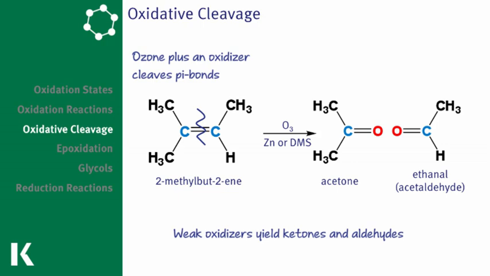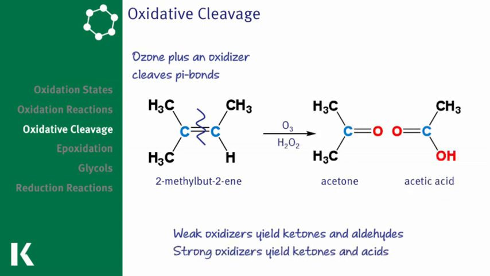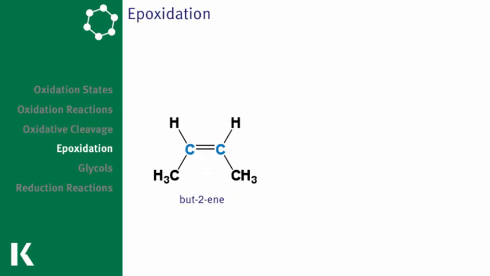See, the central carbon in an aldehyde or ketone has an oxidation state of +2. If we were to use a stronger oxidizing agent, such as ozone dissolved in hydrogen peroxide, we can expect a carboxylic acid product which would have an oxidation state of +3. We just saw an example of an oxidation reaction in which a double bond was cleaved entirely, but that's not the only possible outcome for oxidation of pi bonds.